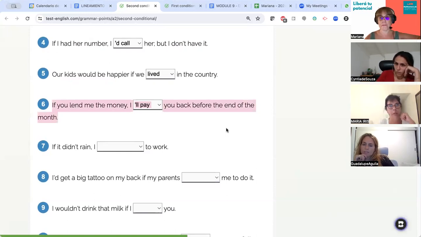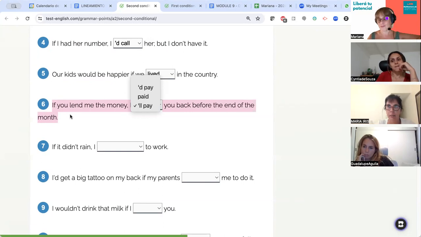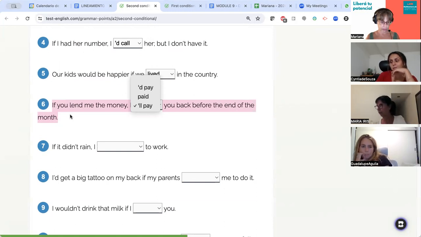Yo lo dije mal. What did you say, Mari? I couldn't hear you. The would, you said would pay? I'd pay? Yes. Okay. But this is present, not past. I don't remember what is lend. Okay. Prestar. And lend is present. It's an irregular verb. The past is with a T, lent. With a T. Yes. Okay.